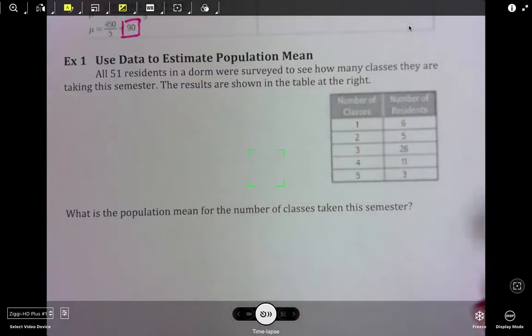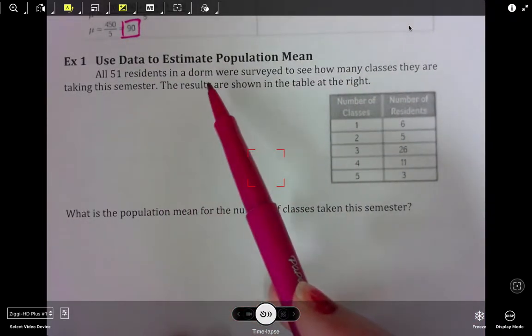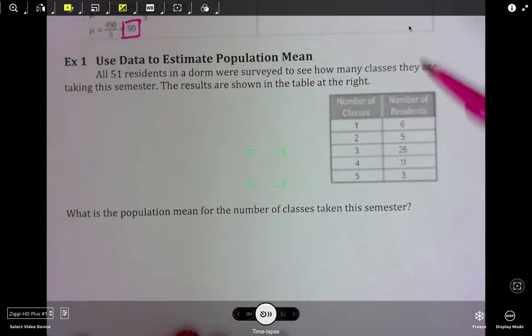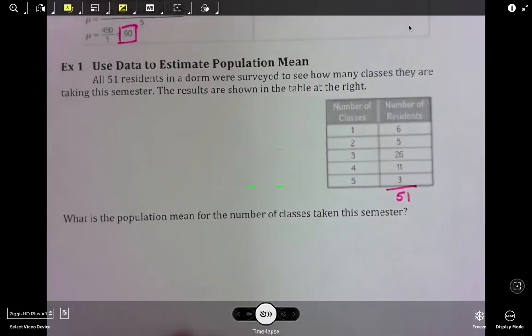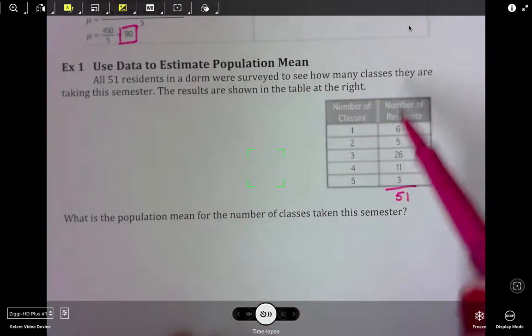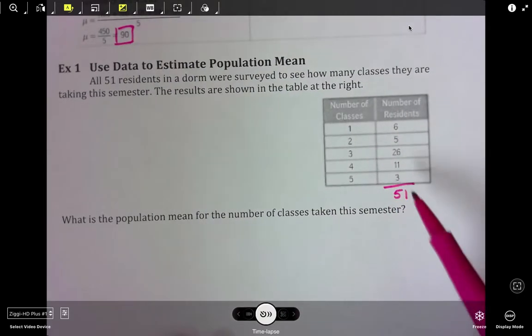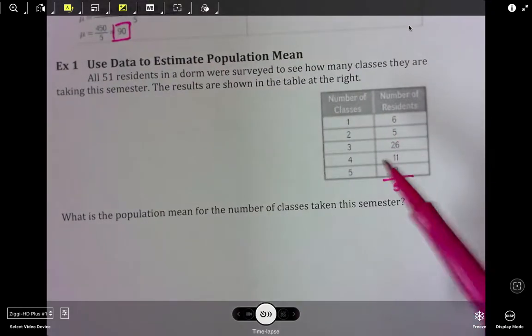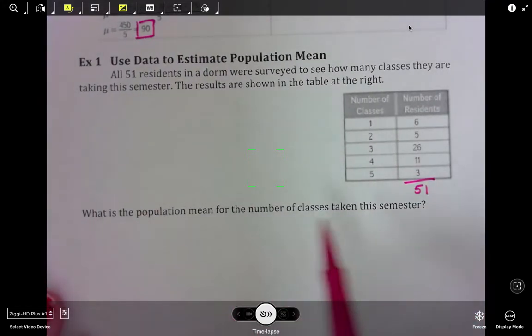Now, using data to estimate a population mean, they give us this table of information, and they're saying that residents of a dorm, there's 51 residents. So if we're looking at this table, number of residents here, these all should add up to be 51. Okay. They were surveyed to see how many classes they are taking this semester. So 6 students are taking 1 class, 5 students are taking 2 classes, there's 3 students taking 5 classes, etc., etc. So we want to find the population mean.